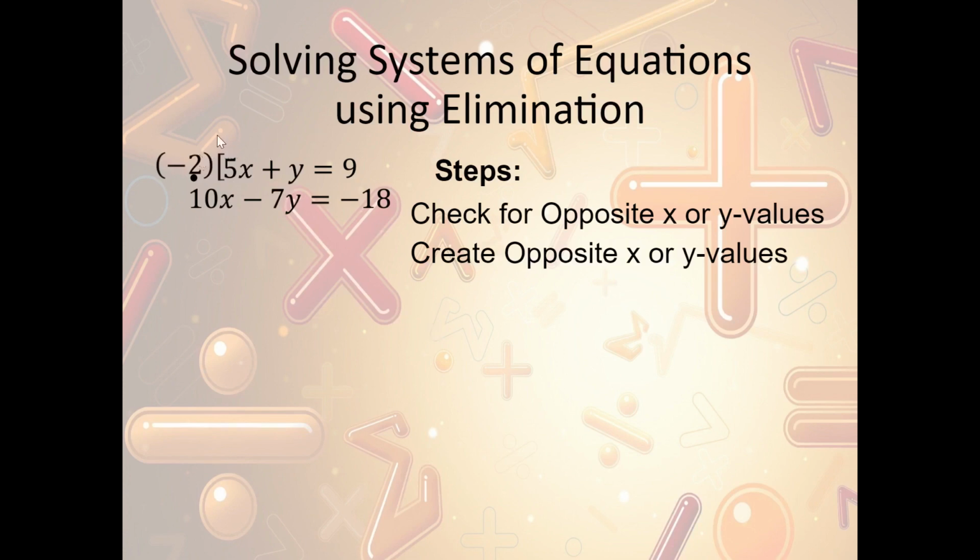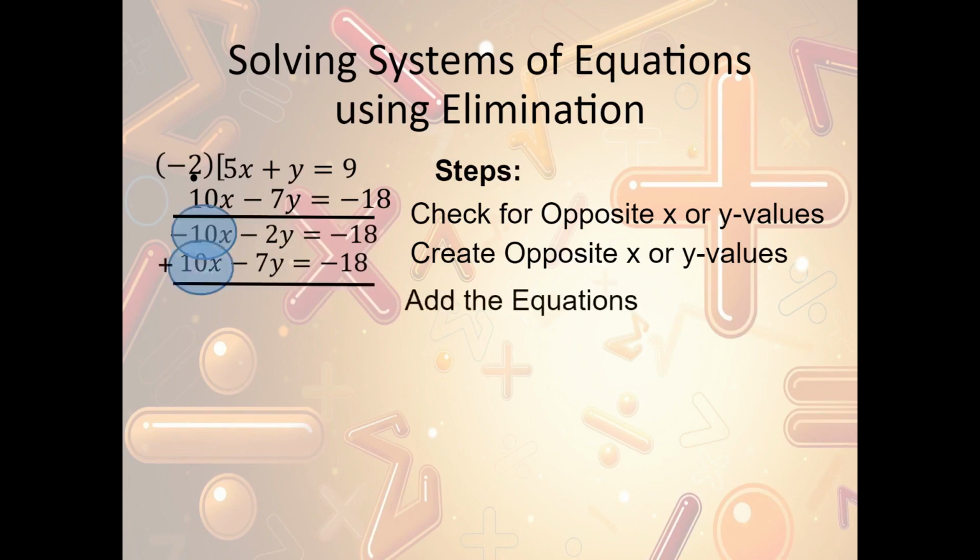So I get negative 2 times 5x is negative 10x. Negative 2 times y is negative 2y. And negative 2 times 9 is negative 18. So now I have negative 10x minus 2y is equal to negative 18. And the bottom one just drops down. So I have 10x minus 7y is equal to negative 18. And now I have opposite x values. So I can go ahead and add the equations.